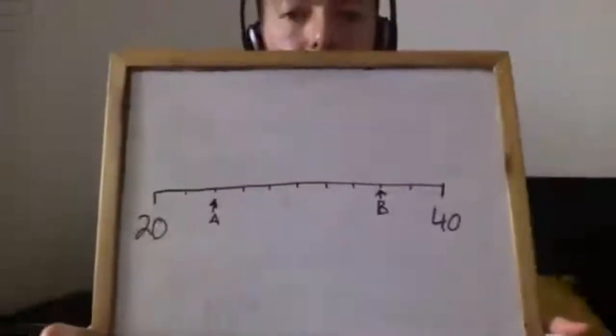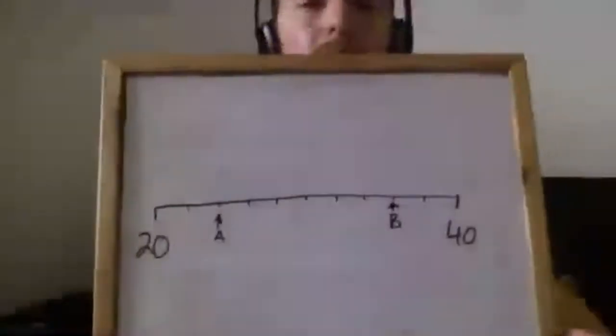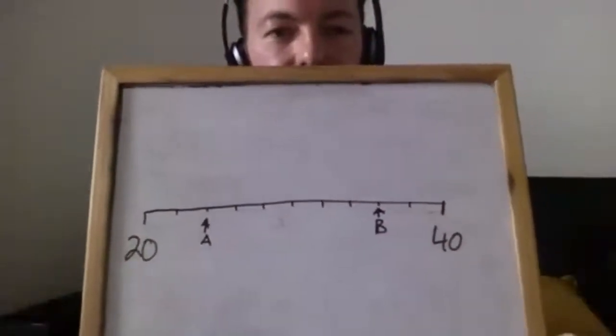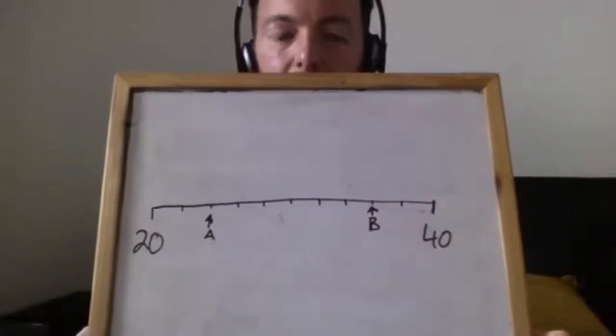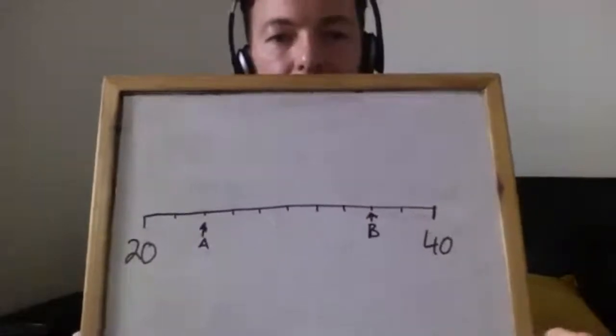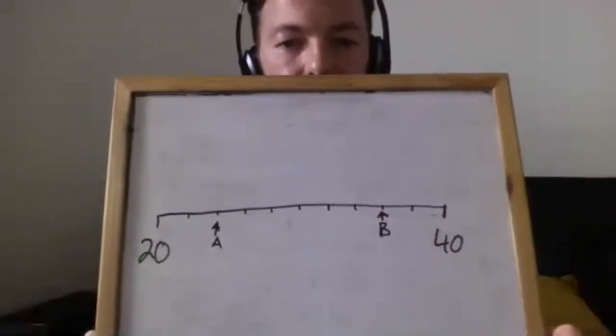All right, there you go. There's our number line. You've got 20 and 40. There's A and B. So when you're ready, try to work out what A and B must be on that number line.